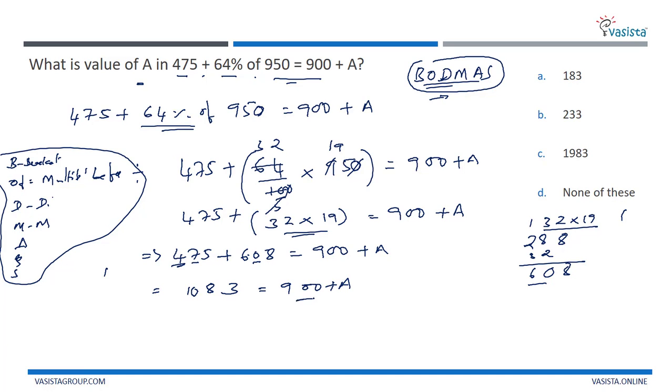Now you are supposed to transfer 900 to the left hand side. So what happens, 1083. When it is plus, this will become minus, that is 900 is equal to A. Now subtract here, 3 minus 0 is 3, 8 minus 0 is 8. So 0 minus 9 is not possible. Take a carry, that is 10 minus 9 is 1. So the answer is 183. Hope you understood.